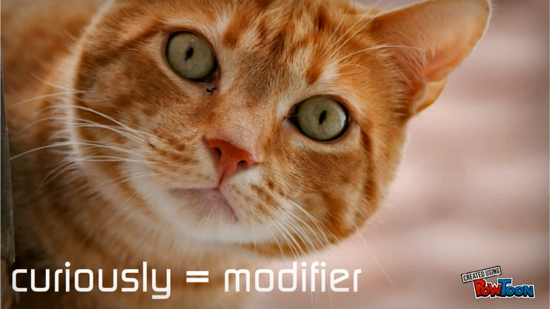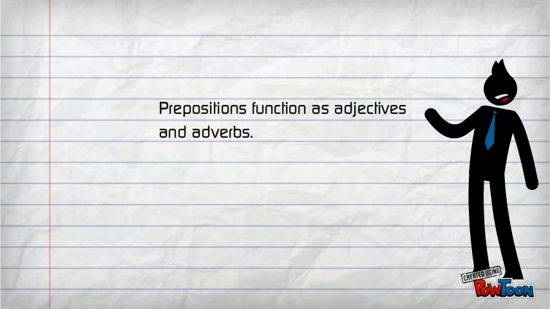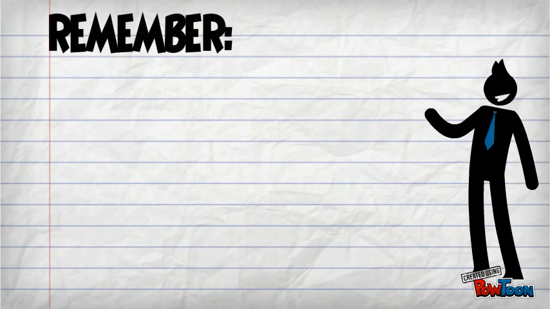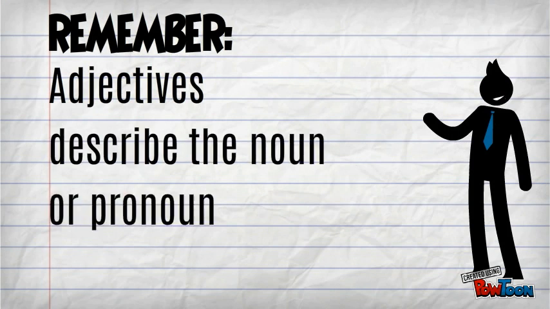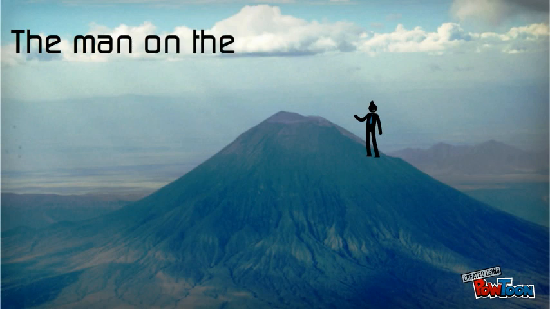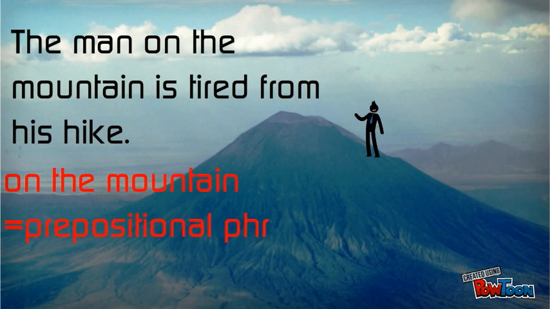When prepositional phrases are placed within a sentence, they function as either an adjective or an adverb. Let's take a look at sentences in which the prepositional phrase acts as an adjective. Remember that adjectives are used to describe the noun or pronoun in a sentence. The man on the mountain is tired from his hike. The prepositional phrase is on the mountain.